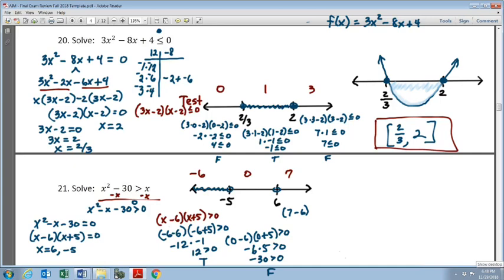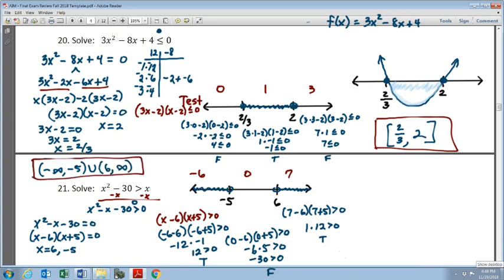And then finally, let's try 7. 7 minus 6 times 7 plus 5. I want to know if that's greater than 0. And so that's 1 times 12. And 12 is greater than 0, so that's true. And we shade there. And so our solution is going from left to right, -infinity to -5. And then we're going to union that with, let's see, starting at 6 to infinity.